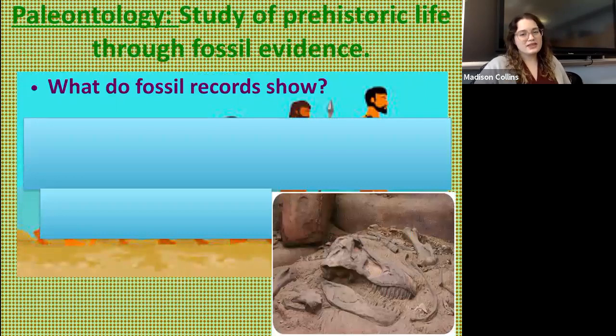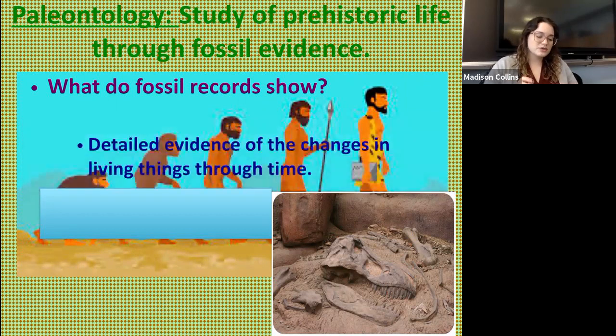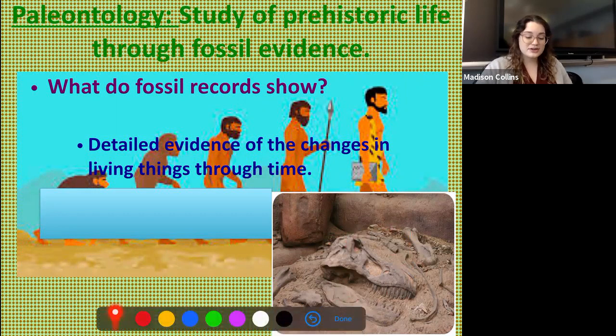Now, next up, we've got paleontology, which is the study of prehistoric life through fossil evidence. And what do the fossil records show us? Well, they show us that there is, again, detailed evidence of the changes in living things through time. So we can uncover fossils like this one right here of a dinosaur, and we can compare it to species that we have today and look at those similarities between the structures and look at how things have changed and evolved over time. Now, since we're looking at these structures, or the physical evidence of these fossils, what type of evidence do you think it is?